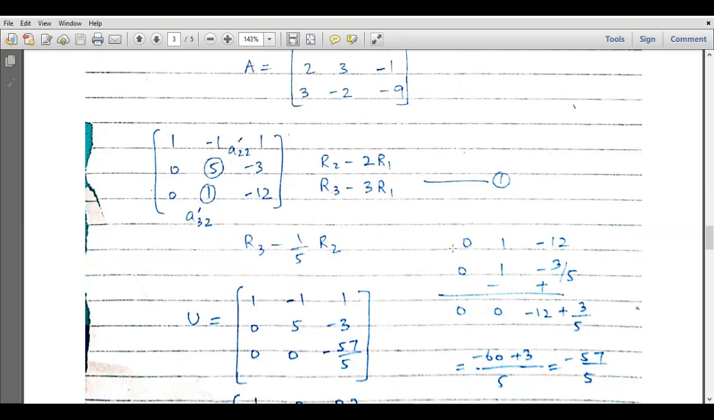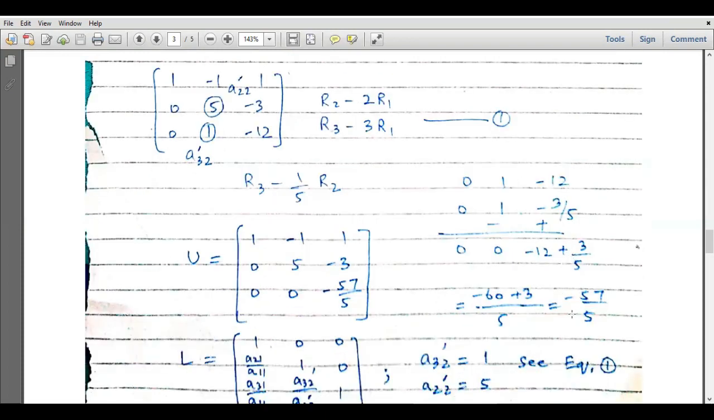And this is our R3, 0, 1, minus 12. And 1 by 5 R2 will be equal to 0, 1, minus 3 by 5. Right? So subtract the new second row from the third row. So we will have 0 over here, 0 over here, and this will be equal to minus 12 plus 3 by 5. Let's simplify this. It will be equal to minus 57 by 5. So minus 57 by 5 will be available over here. So this is our U matrix.